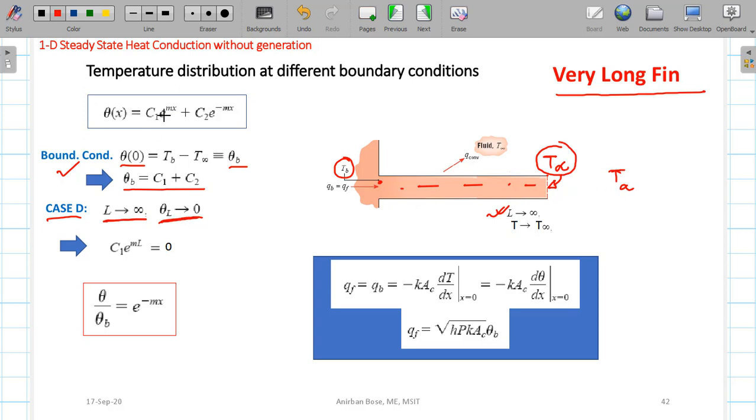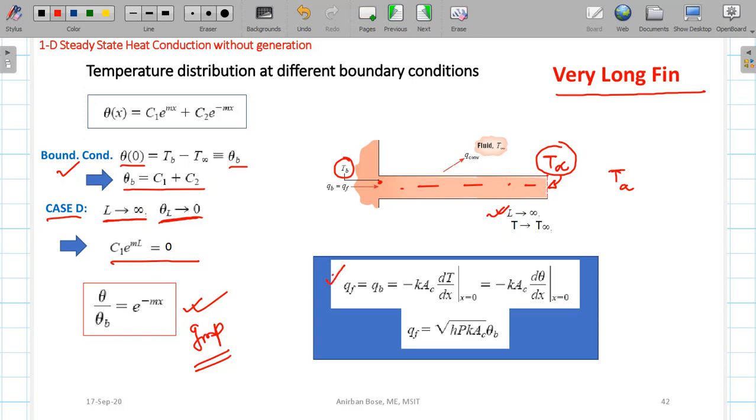Just put L is equal to infinity here and put theta is equal to 0, then you will get this condition that will give you the final result. You can find out what C1 is. That C1 will become 0. If C1 is 0, only C2 will be there, and C2 will be equal to theta b, so theta b into 2 minus x. So you can easily see this solution, that theta by theta b is equal to e to the power minus mx. This is a very important formula. Try to remember. For a very long fin, the temperature distribution will be exponential, and you can see how the temperature is going to change.